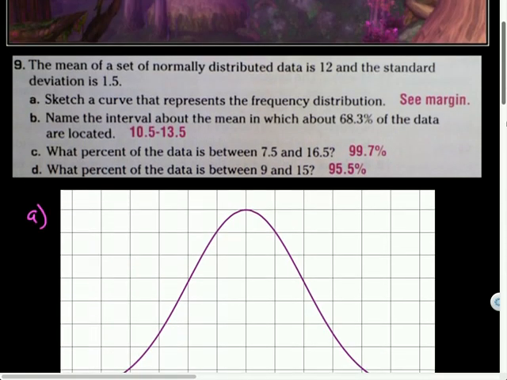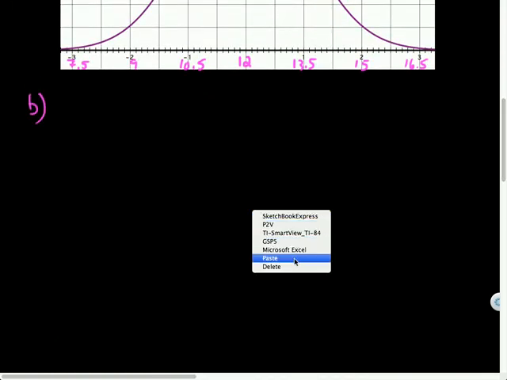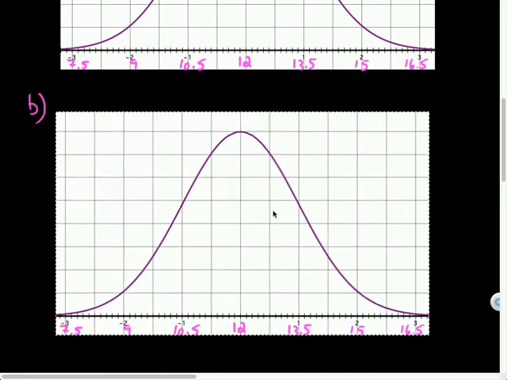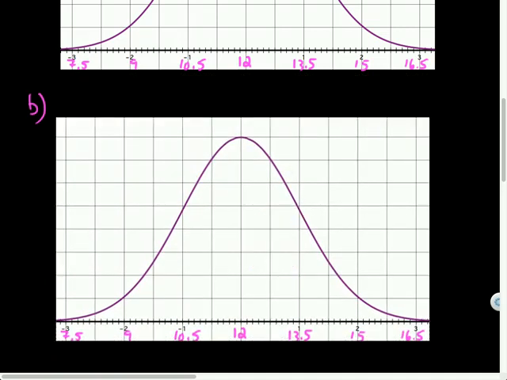Here we are. Then it says B, name the interval about the mean in which 68.3% of the data are located. So it uses the phrase about the mean. So P is equal to 68.3%. The fact that it's about the mean, do you think I'm looking for a t value or a z value? T value is about the mean. So that's what we're looking for, is what t value gives me 68.3% of the data.